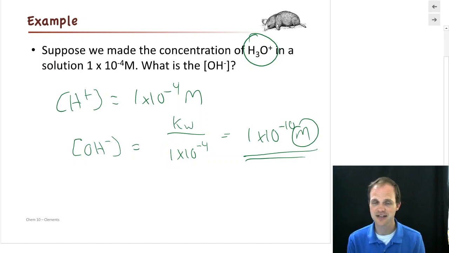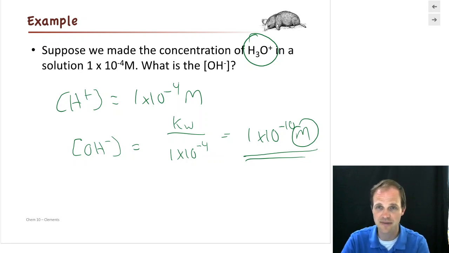So H3O plus, H plus interchangeable. Make sure you're really comfortable with that because I do use them back and forth on purpose.